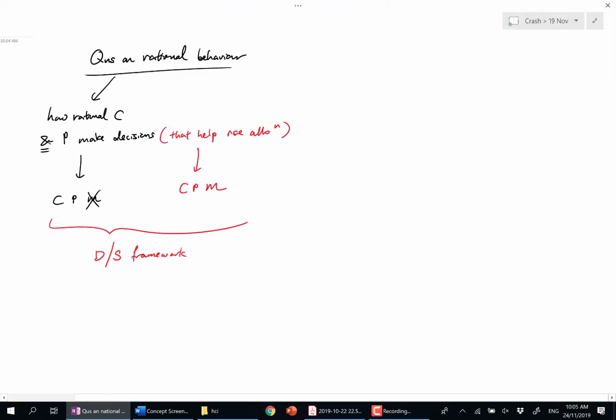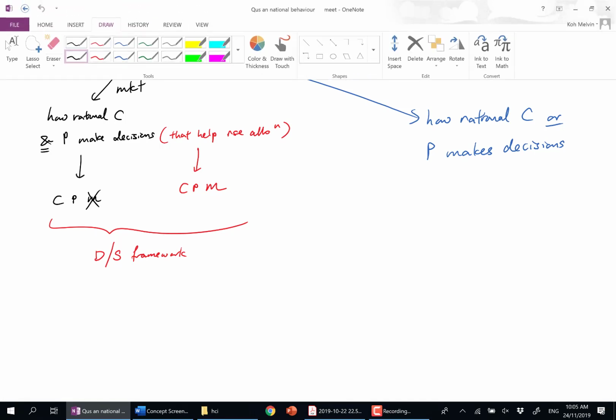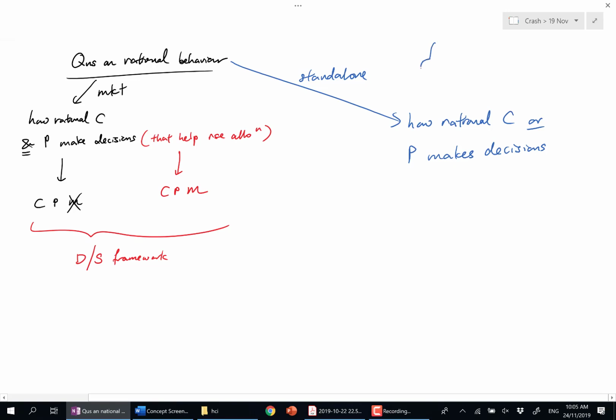So instead of rational consumers and producers, this one, they may ask you how a rational consumer or a rational producer makes decisions. So I want to say this is on a standalone basis, whereas this is still from a market perspective. Okay, so when it's on a standalone basis, what's happening is that you're diving into a consumer or producer's brain, right? You're looking at how they make decisions. Okay?